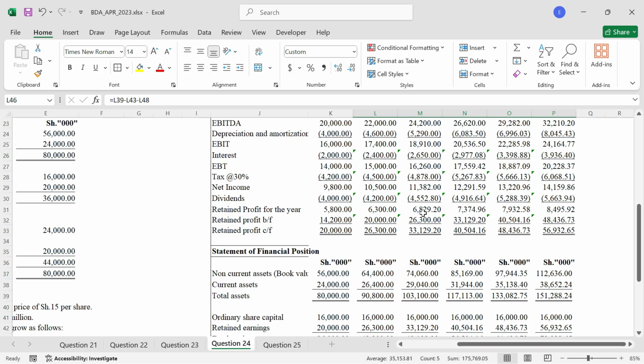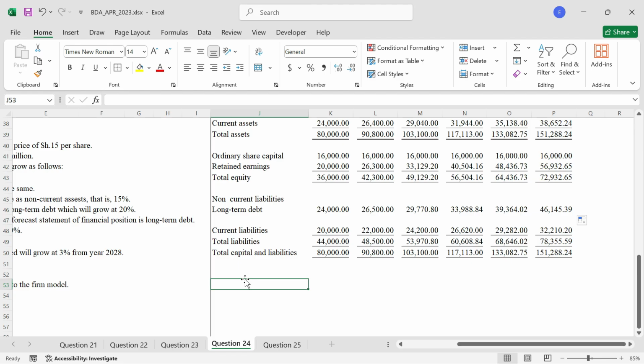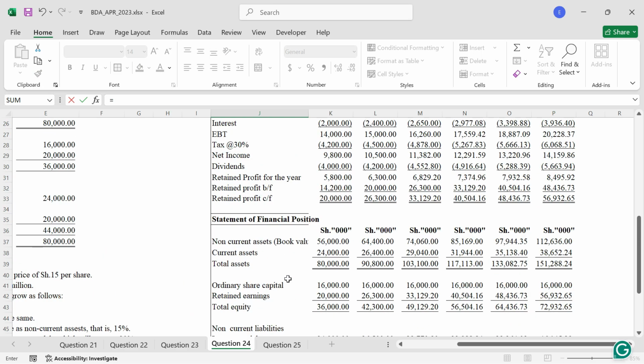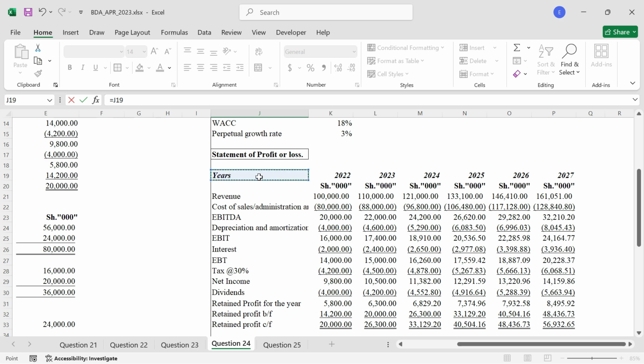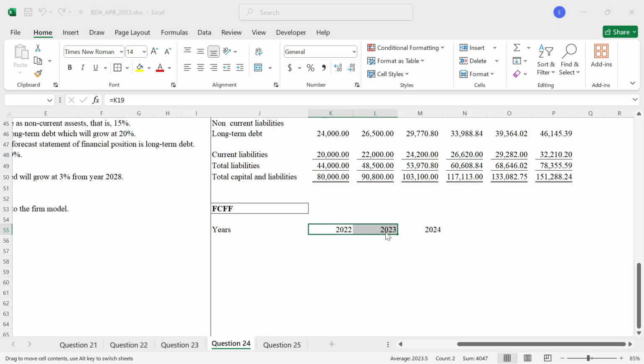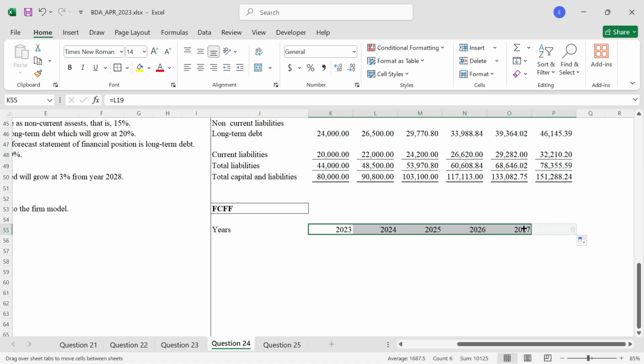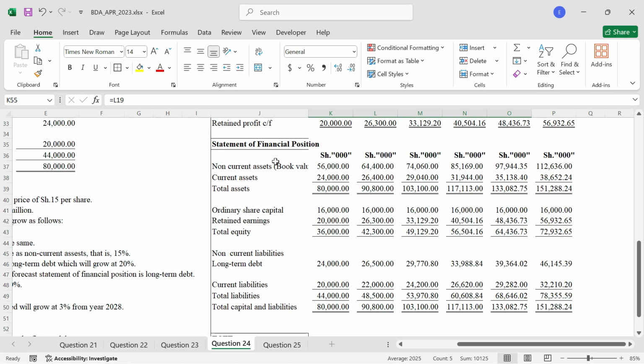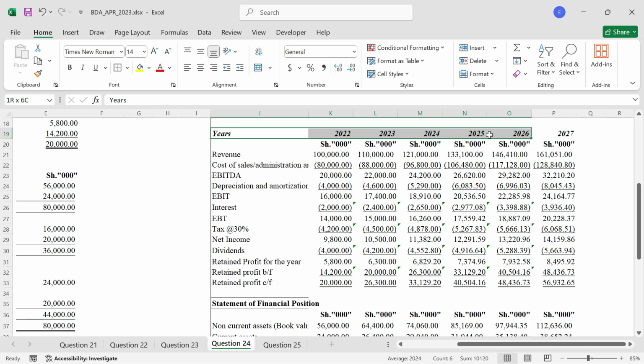I now have to present my free cash flow to the firm. Here I'll also need my years, but this time only from 2023, because I want to use the forecasted values. So 2023 to 2027, and go to formatting.